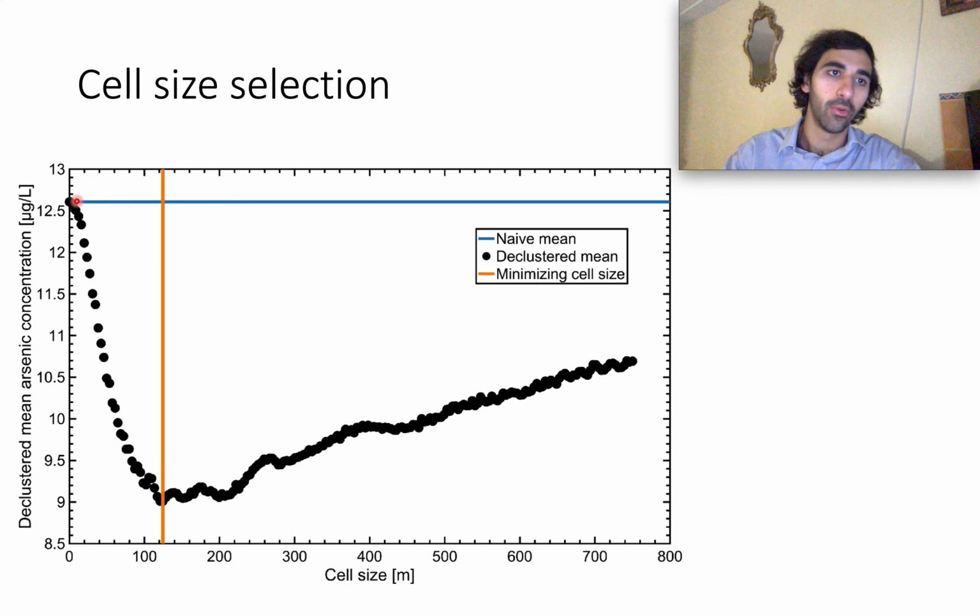So this blue line represents the naive mean. So that's just the mean of our data without declustering. And each one of these black dots is one of the tested cell sizes. And this orange line is the minimizing cell size. So it's the cell size that minimizes the declustered mean. So the final declustering run will be done with this cell size of about 125 meters, because this gives us the smallest declustered mean.